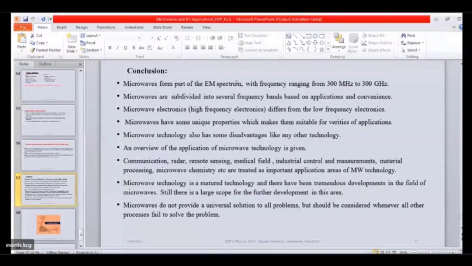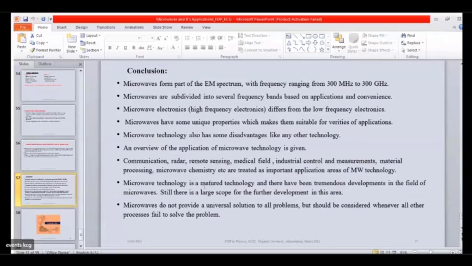Microwaves form the part of the electromagnetic spectrum with frequency ranging from 300 MHz to 300 GHz. Microwaves are further subdivided into several frequency bands depending upon the application and the convenience. We have seen that microwave electronics differs greatly from low frequency electronics. Microwaves have some unique properties which make them suitable for various applications. Microwave technology also has some advantages and disadvantages, like any other technology. We have discussed the disadvantages of microwaves also. An overview of the applications of microwave technology is given. Communication, radar, remote sensing, medical field, industrial control and measurements, material processing, microwave chemistry, etc. are treated as important application areas of microwave technology.